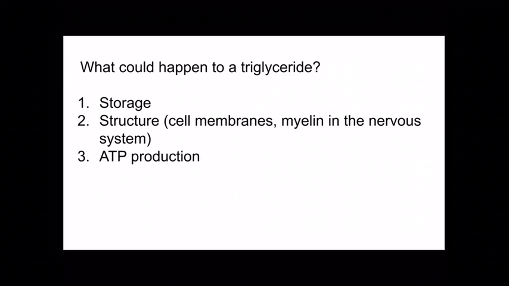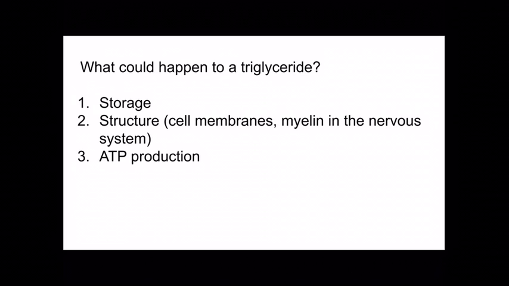So we've seen lots of triglycerides, well, not triglycerides, but we've seen phospholipids in cell membranes. So we can convert a triglyceride to a phospholipid if we need to do that to make cell membranes. We use triglycerides and other fats to make myelin in the nervous system. So there are various structural things that we'll use lipids for. So that's something else that could happen to triglycerides or happen to lipids when they come into the body. But also they can be used for ATP production.